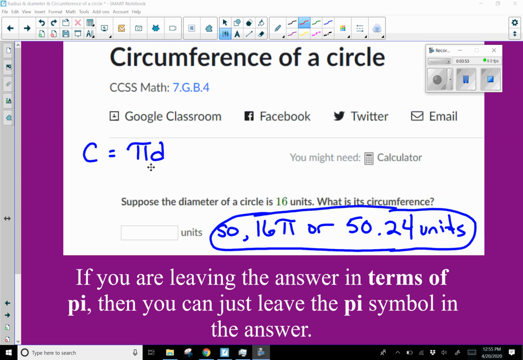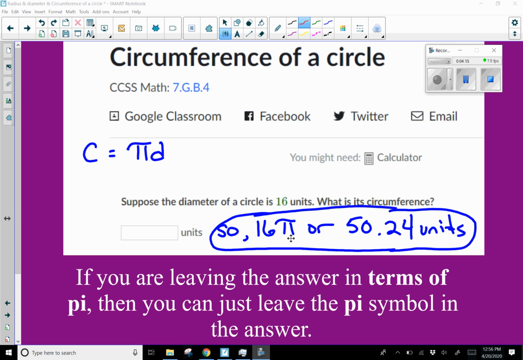Circumference equals pi times diameter. So they've given you the diameter, which is 16. So that means your answer would be 16 pi, or 50.24 units, which is simply just 16 times 3.14, which is the number that we typically use in place of pi.